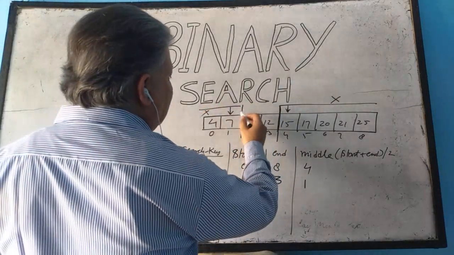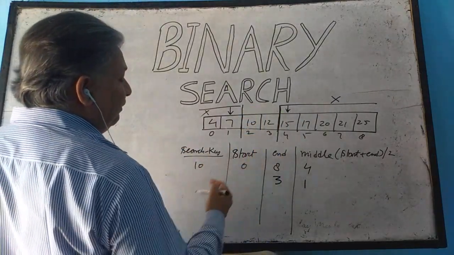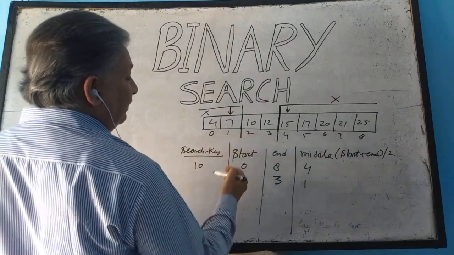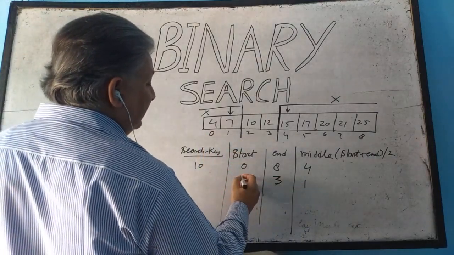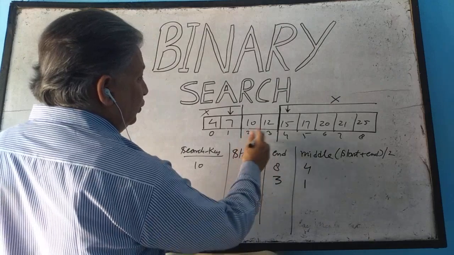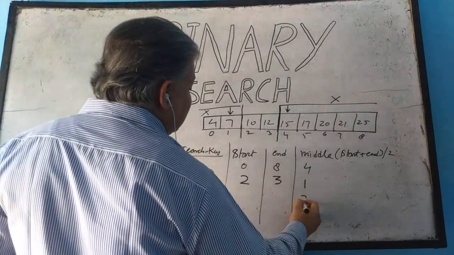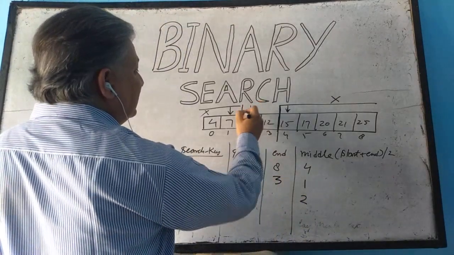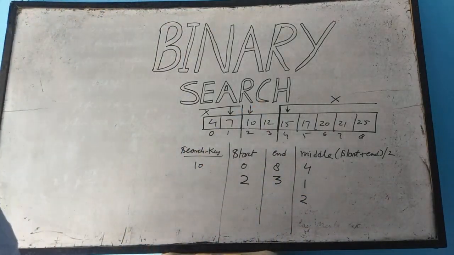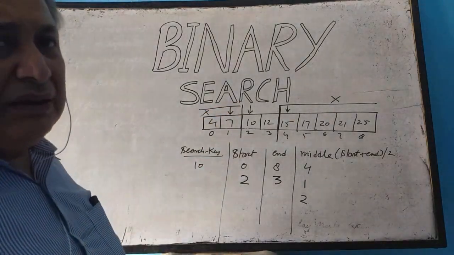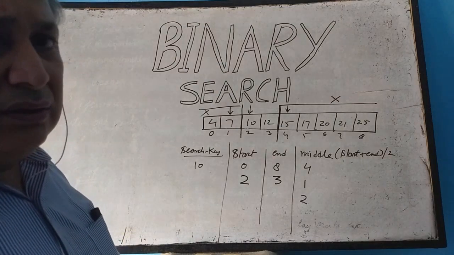Alright, now our array is of this size. So how can we eliminate? We can change the value of the start. Instead of this, start will become this. So it will become mid plus 1. Middle plus 1 is 2. So 2, 3. Now what is our middle? 2 plus 3 divided by 2, that is 2. Now the new middle is this, and we can see our number is found. The search key is 10, it is 10. So after doing only 3 comparisons, we got the result.